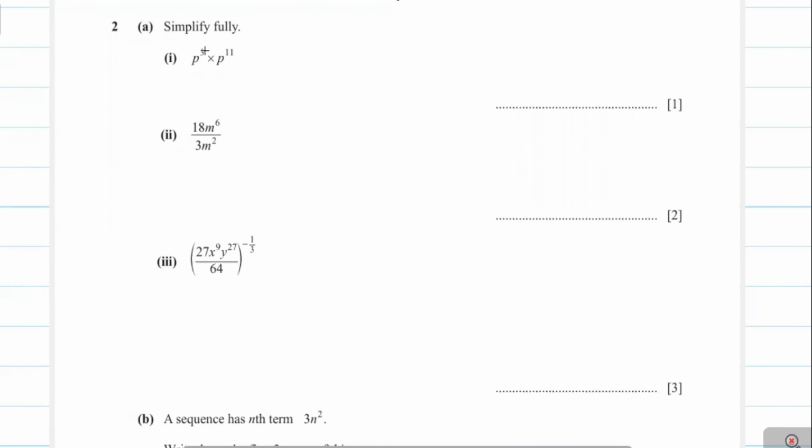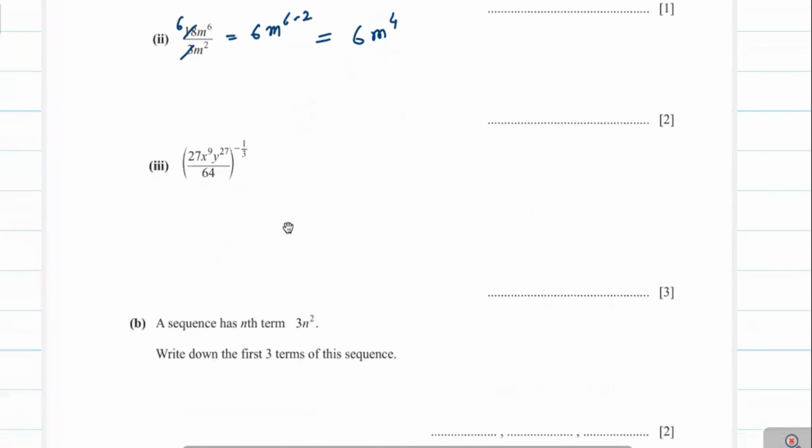Question number 2, part A. Simplify fully: p power 3 multiplied by p power 11. It's a very simple question. The powers will be added: 3 plus 11, that's equal to p power 14. Next is the second part: 18m power 6 over 3m squared. Now we divide 18 by 3, we get 6. And m power 6 minus m power 2, which gives 6m power 4.